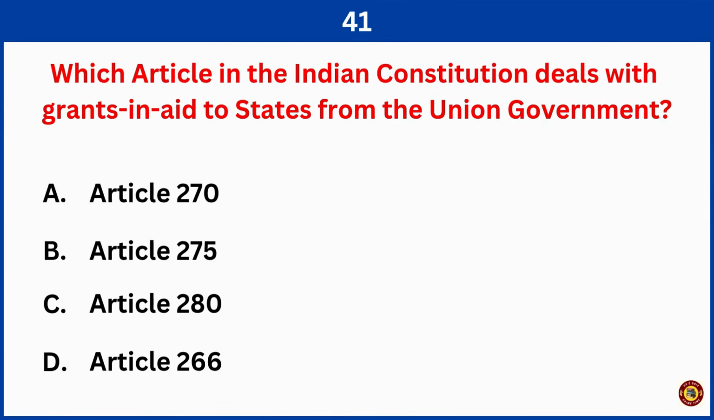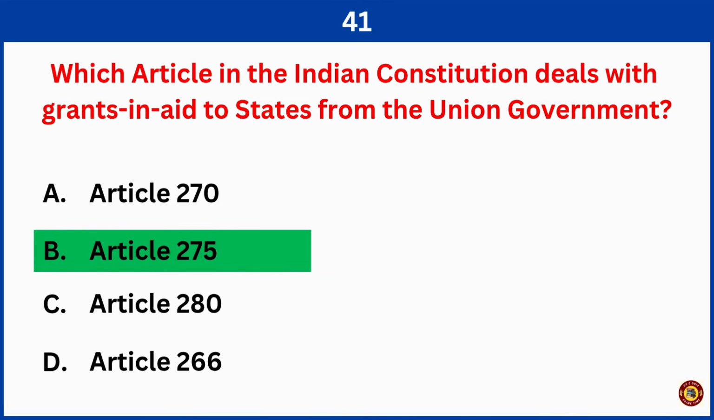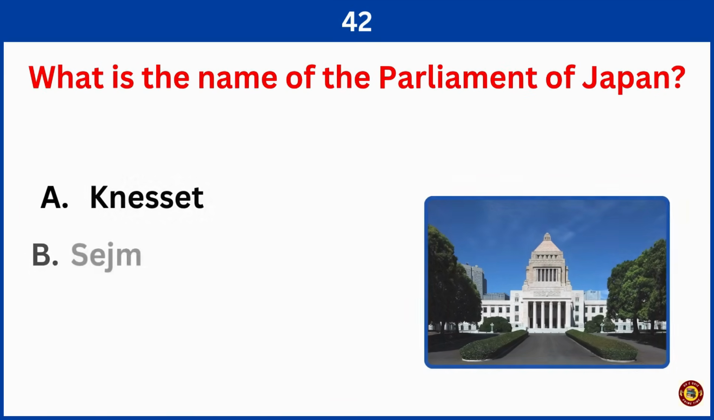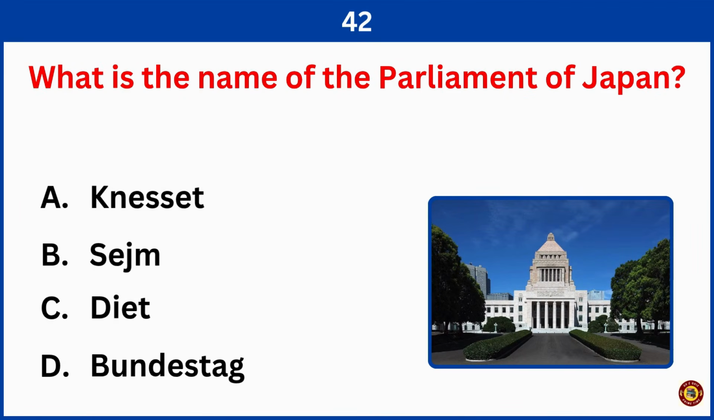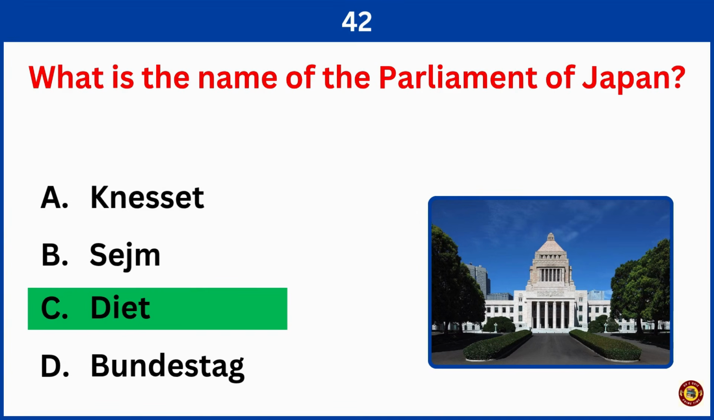Which article in the Indian Constitution deals with grants in aid to states from the Union government? Right answer is option B, Article 275. What is the name of the Parliament of Japan? Right answer is option C, Diet.